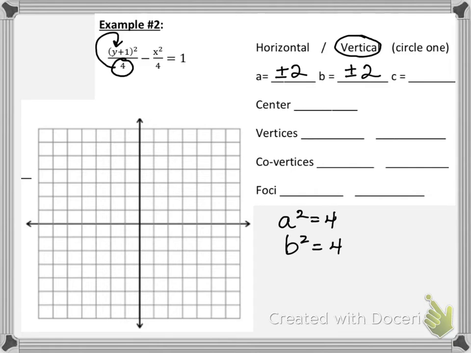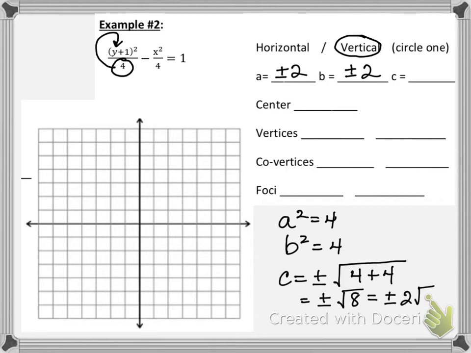And the c, we calculate it by taking the square root of the sum of the 4 and the other 4. We're going to get plus minus the square root of 8, which when you rewrite it becomes 2 square root of 2. But we need to simplify 2 square root of 2 into a decimal format for future graphing, and that gives us 2.8. Alrighty, so let's go plot our center.